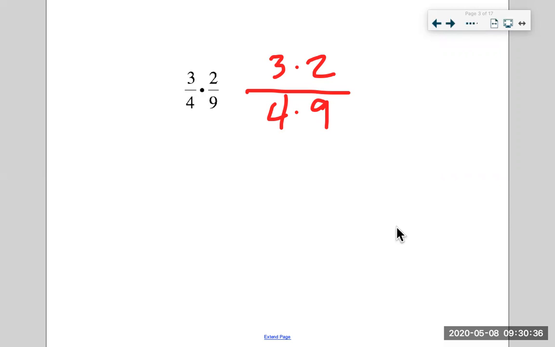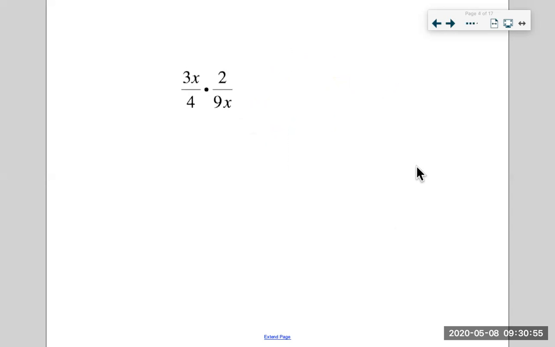So we can look at the 2 and the 4 that have a common factor of 2, and the 3 and the 9 have a common factor of 3. And when we simplify them and then we multiply, we get 1/6. Very simple, easy way to multiply. We're going to take that same thinking now and apply it to rational expressions.